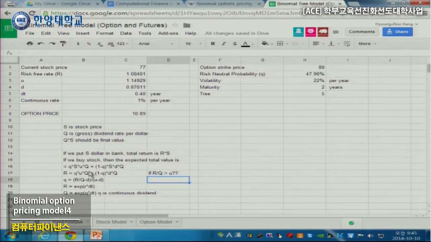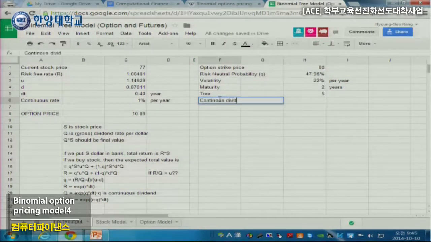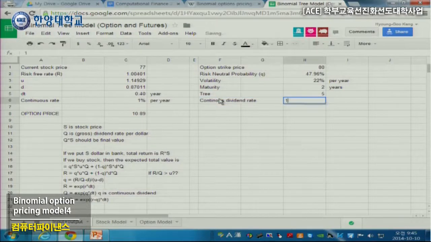Okay, let's go back to this one. If we assume a continuous risk-free rate and a continuous dividend rate, then R divided by Q is simply exp((r minus q) dt). So we can slightly change our model, such that the continuous dividend rate, let's say it is 1% per year. Then all we have to do is change this risk neutral probability.